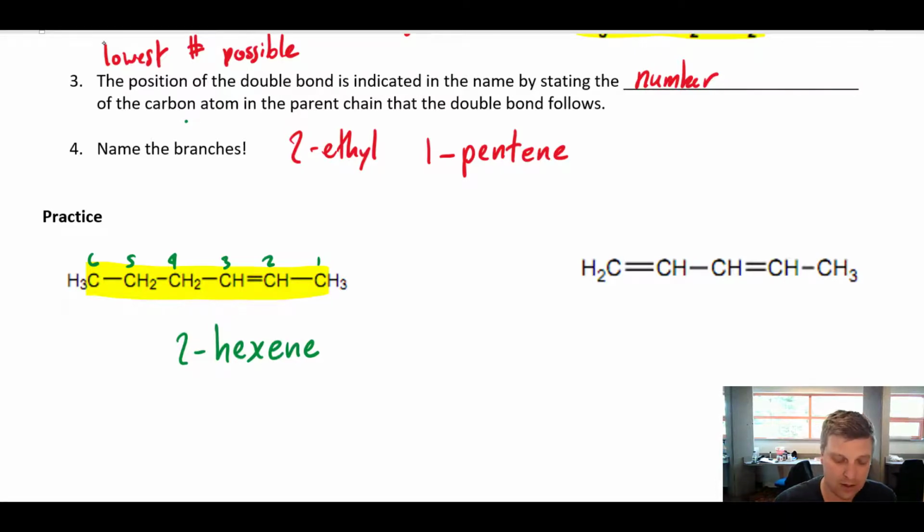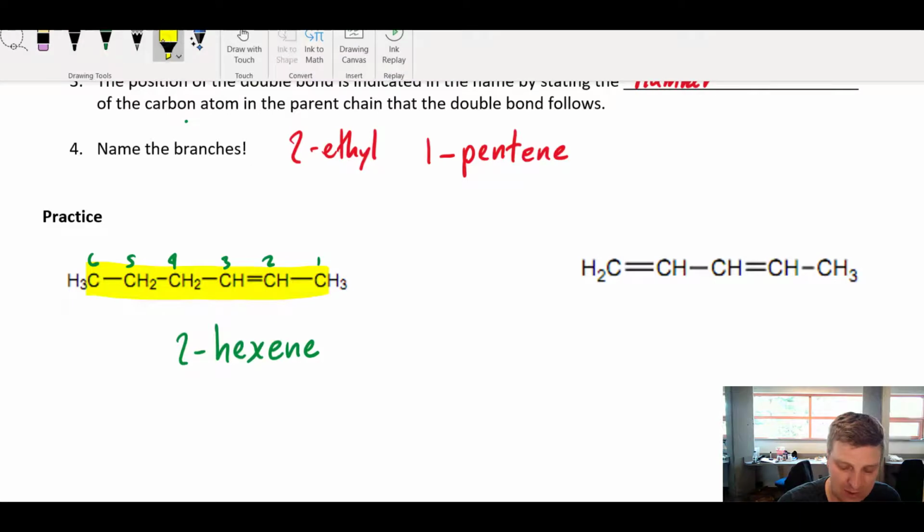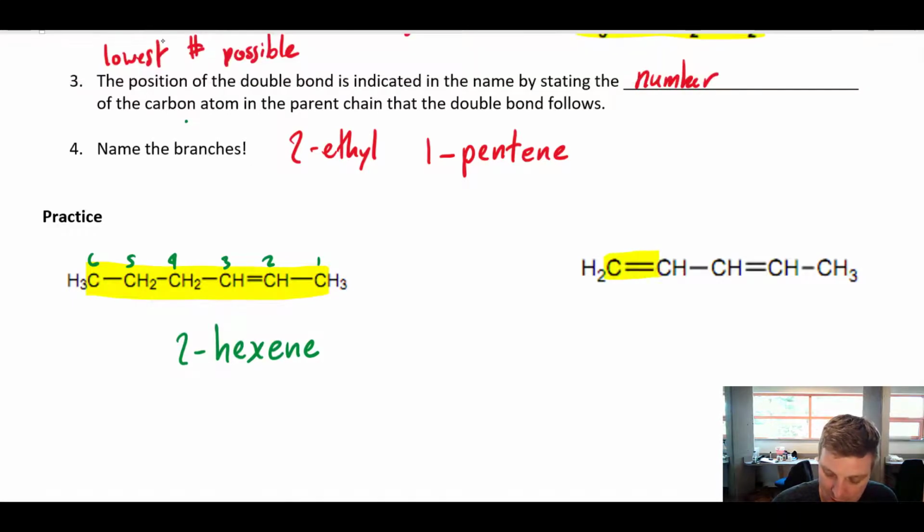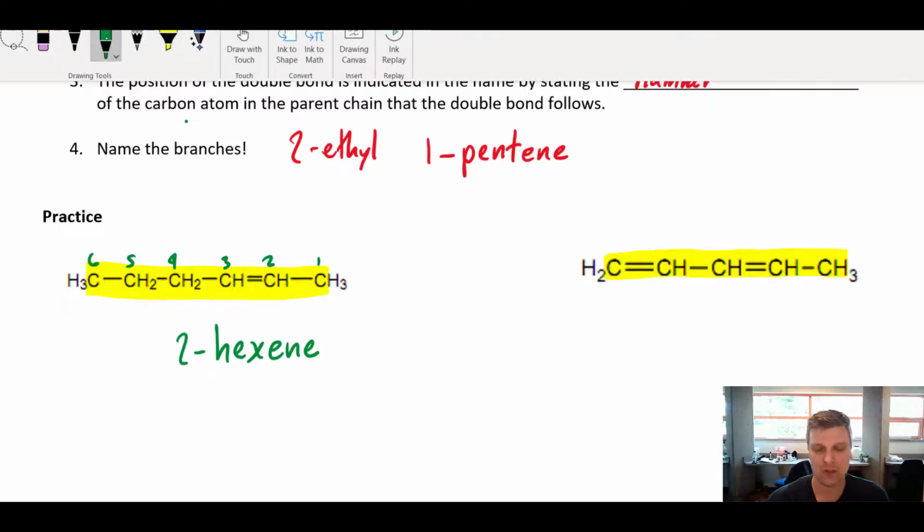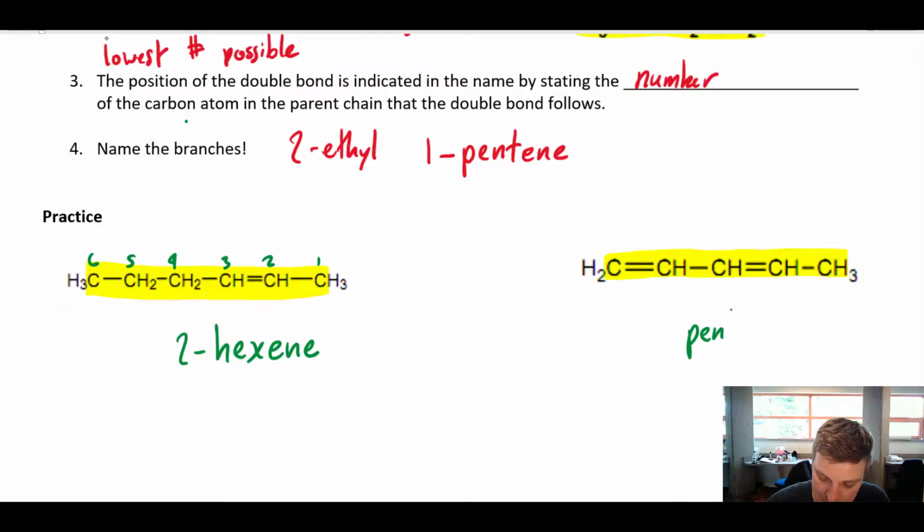Now over here, I don't have branches, but there is something a little bit funky going on here. I can see there's my carbon chain, so that's pretty straightforward. But now I've got 2 double bonds. So how would I communicate to somebody the fact that there are 2 double bonds in this structure? Well, I'd start off with the parent chain. That's 1, 2, 3, 4, 5 carbons. So that's going to be a pent.